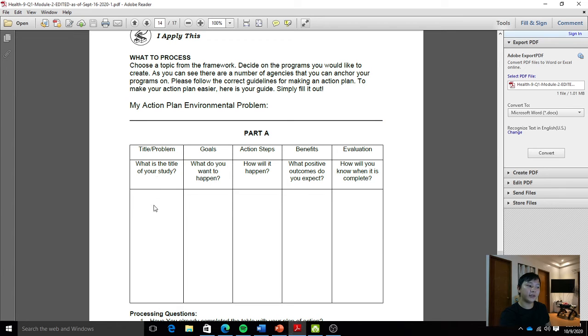What is the title of your study? You write it here: Proper waste management. What is the goal? To reduce waste disposal in our community.